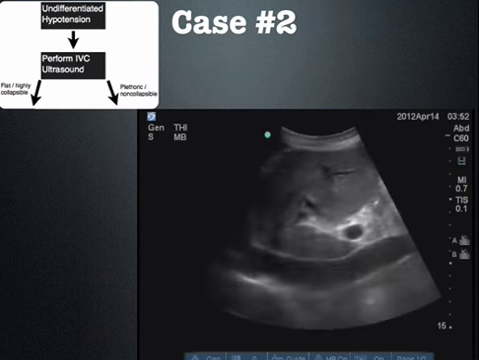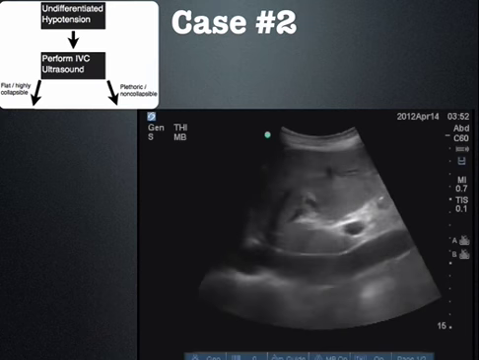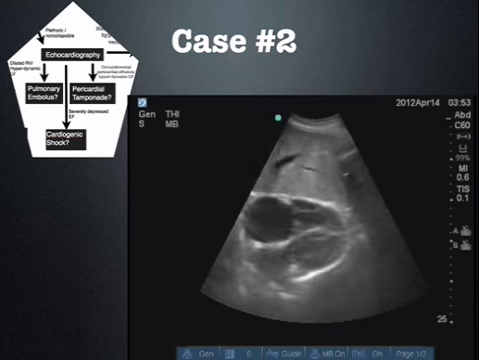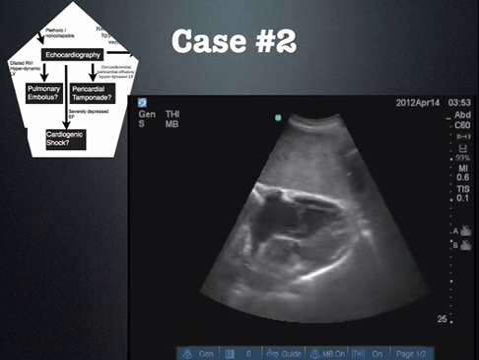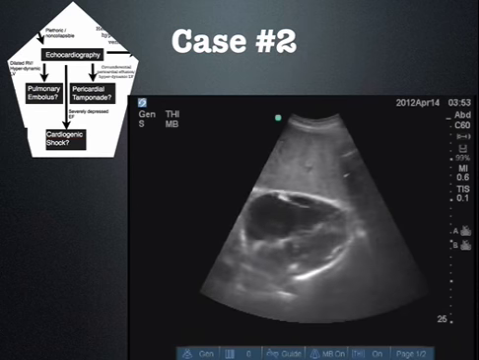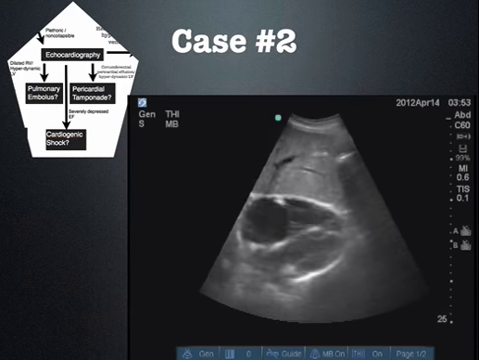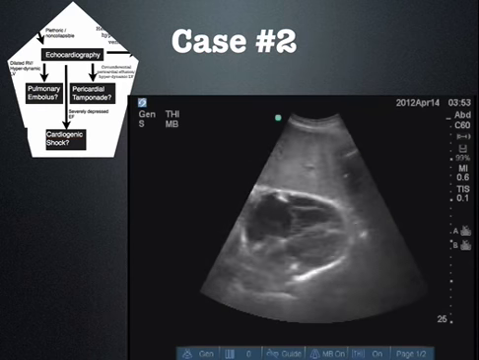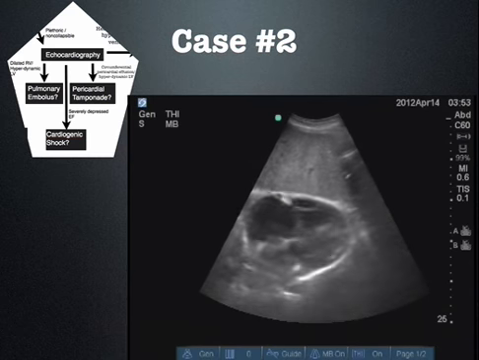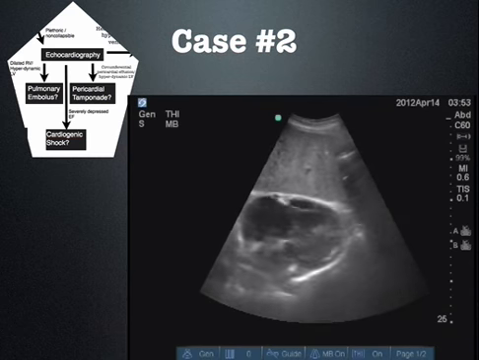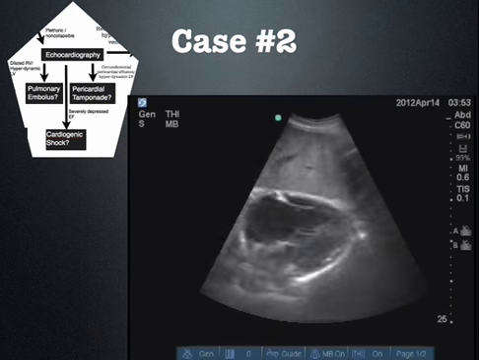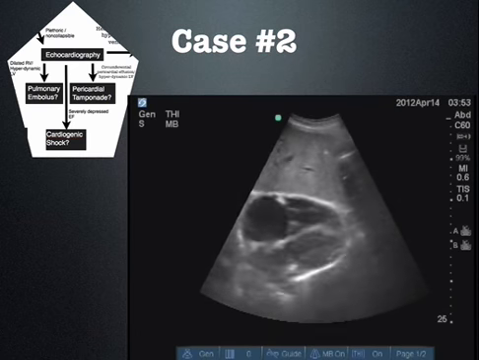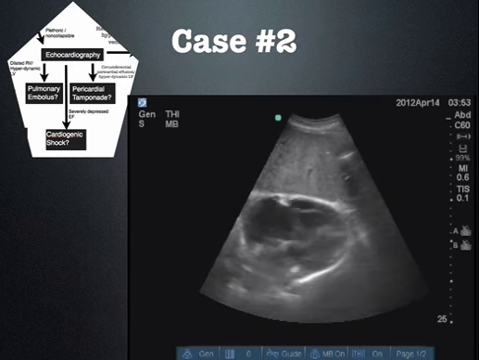Okay, very large IVC with minimal diameter change. We flip up to take a look at the heart. This is the liver here. Here is the right ventricle and right atrium. And I want you to look right here very carefully. That's the chamber of the LV. The rest of that's muscle. So you can see that the right heart is much larger than the left heart. This patient had a saddle embolus with right pulmonary infarct.